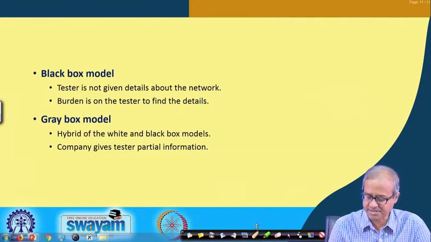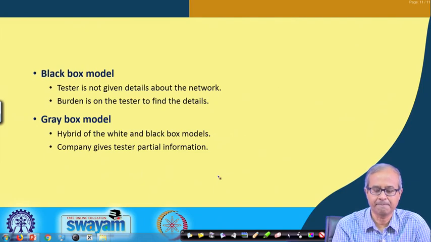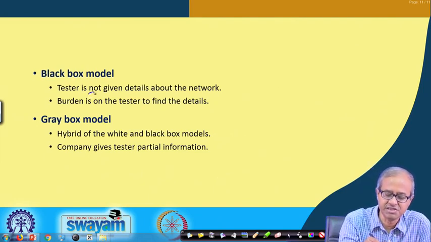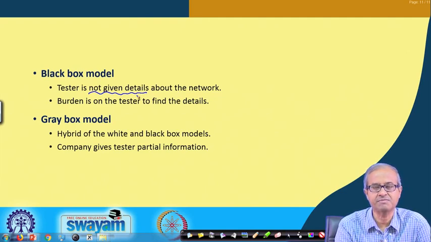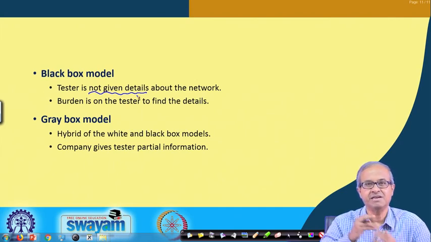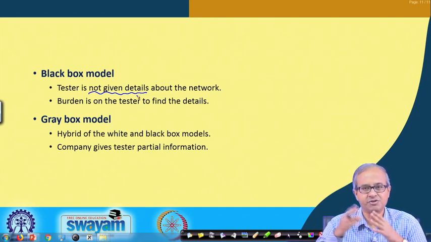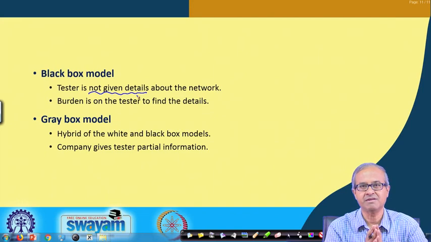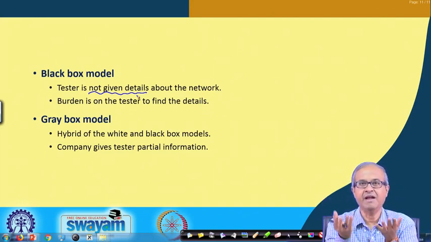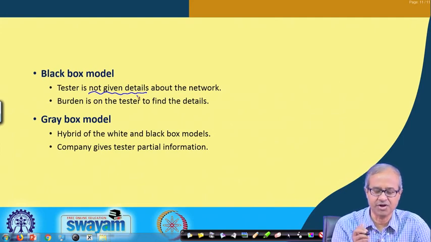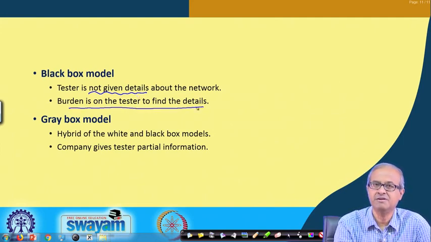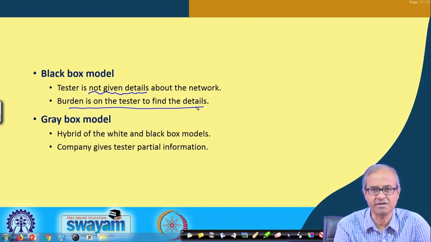Now, the exact reverse is the black box model. The black box model says that the tester is not given details about the network. It is not necessarily that the person asking for the test is deliberately withholding them. Maybe the person is not competent enough or does not know the relevant information to share with the tester. So, the tester will have to dig into the environment and find out whatever relevant information is required. The burden is on the tester to find out all the details that may be required.